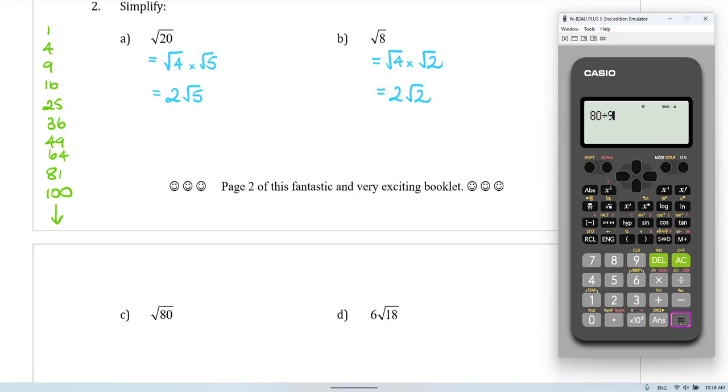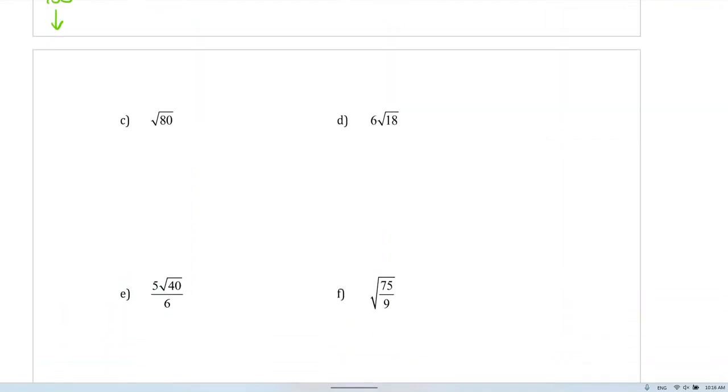If we tried 9, it wouldn't work. But if we tried 16, it goes 5 times. So we're going to split 80 to be square root of 16 times square root of 5. The square root of 16 is 4, so the answer is 4 root 5.